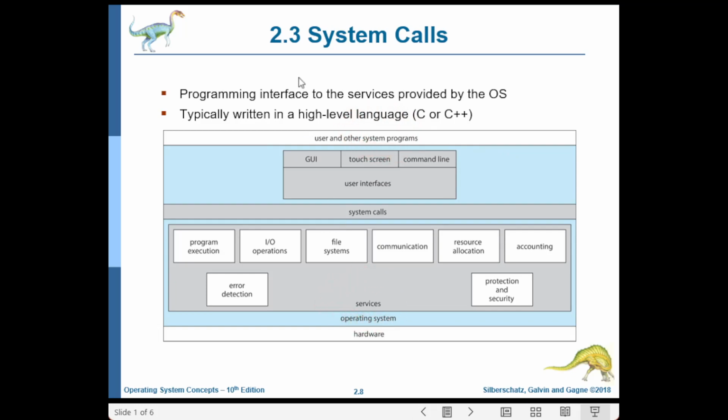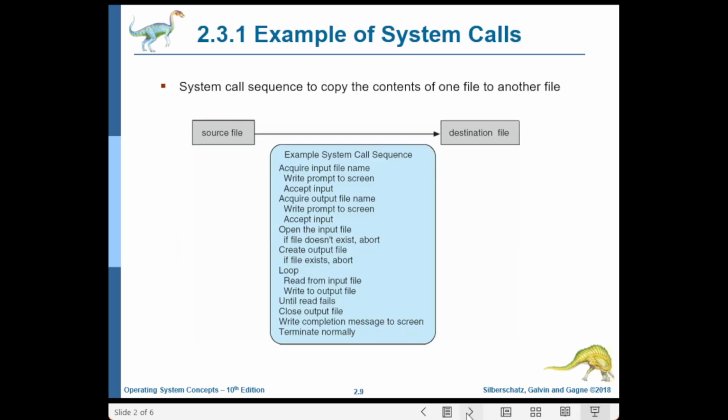We can define system call as a programming interface to the services provided by the OS. It is normally written using a high level language, like C++, C or Java. From this example, we have one operation where we want to copy the contents of an input file to an output file. So we can see the system call sequence that happens in this operation.